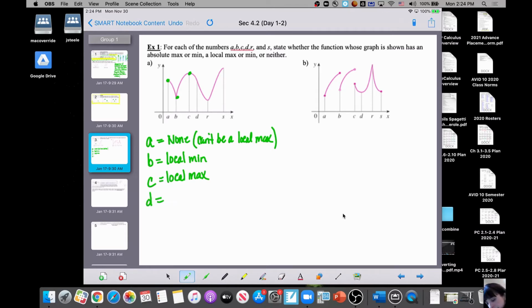Letter D, well, that possibly might be some sort of a point of inflection, but other than that, as far as maximum and minimums are concerned, letter D is none, right? It's not a local max or min. It is not an absolute max or min.